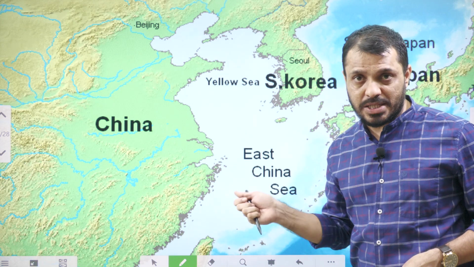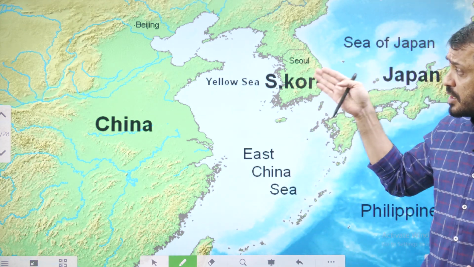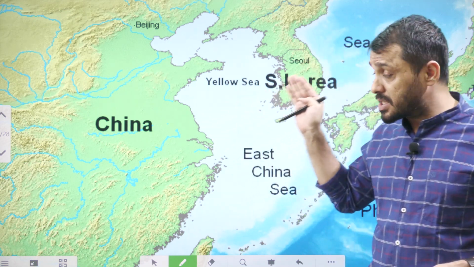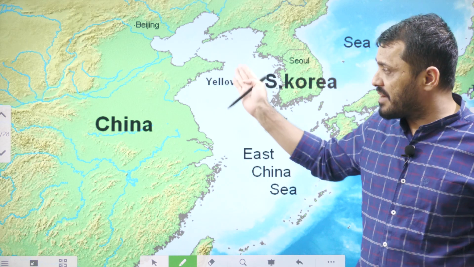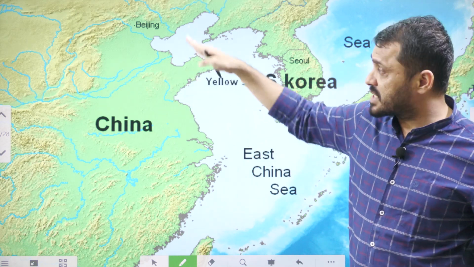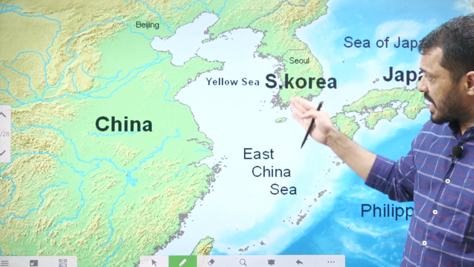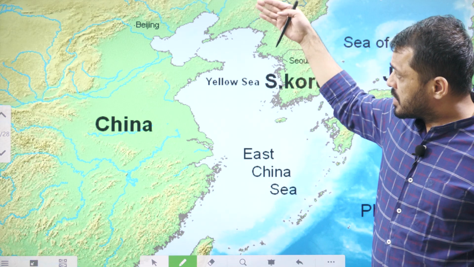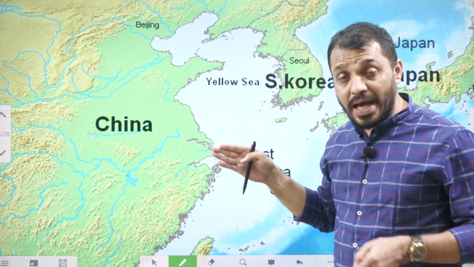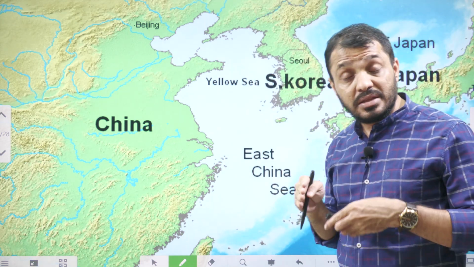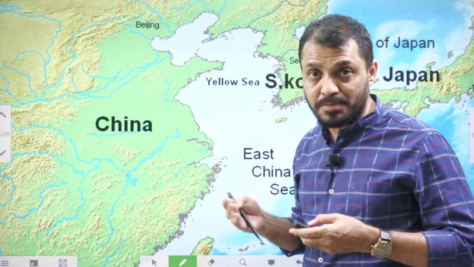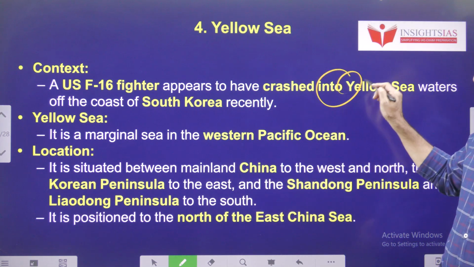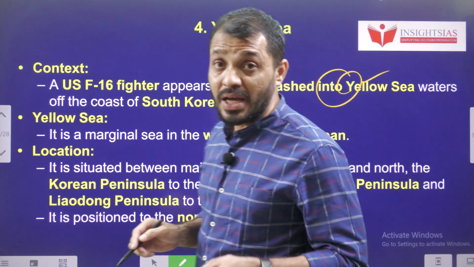The fourth one is regarding the LOC. You know that recently there were reports that an American F-16 fighter jet crashed in the LOC. The LOC has China on the west as well as the north side. On the east side, it has the Korean Peninsula as a border. It is yellow in color because sand particles from the Gobi Desert, as they come into this ocean, impart this yellow color to this particular sea, the LOC.